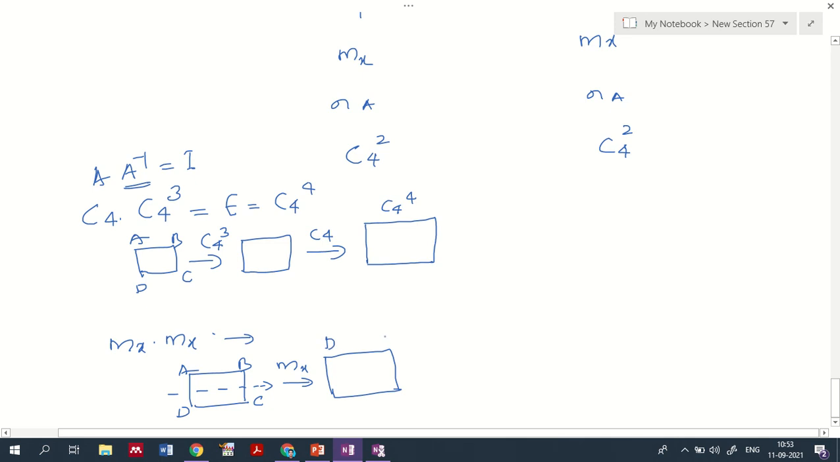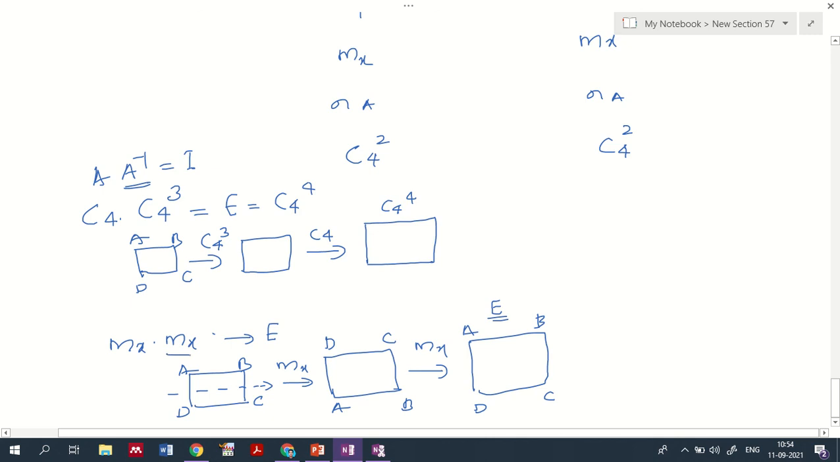D C A B. Again MX നമ്മൾ അപ്ലൈ ചെയ്യുന്ന കേസിൽ നമുക്ക് എന്ത് കിട്ടും? So we will be getting actually ABCD. That means എന്താണ്? This is corresponding to E, identity element ആണ്. So that is MX into MX എന്ന് പറഞ്ഞു കഴിഞ്ഞാൽ ഐഡന്റിറ്റി ആണ്.